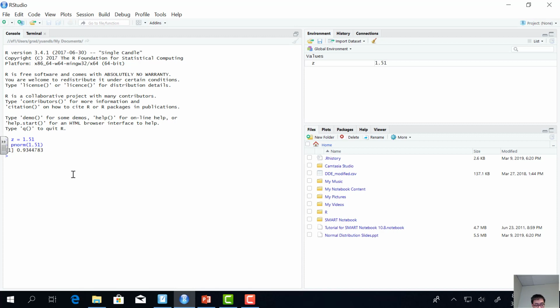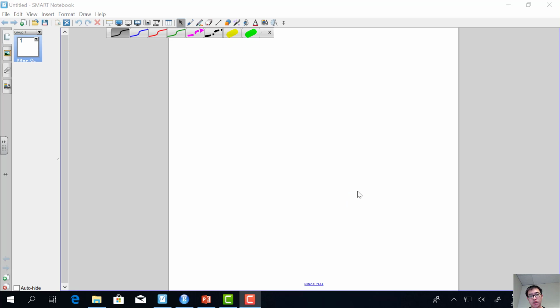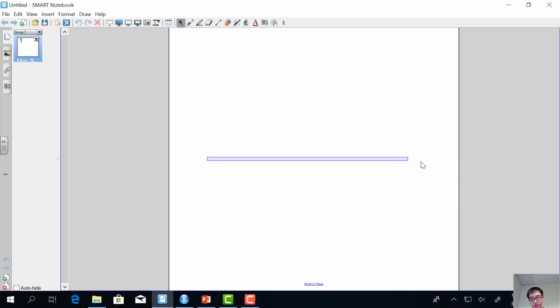You can also use qnorm. This is a reverse operation. The reverse problem is when you know the probability and you want to know the corresponding z-score. So you can draw it like this.